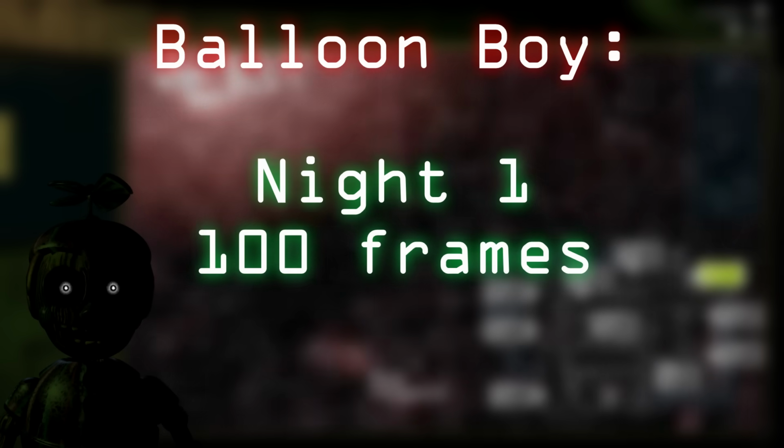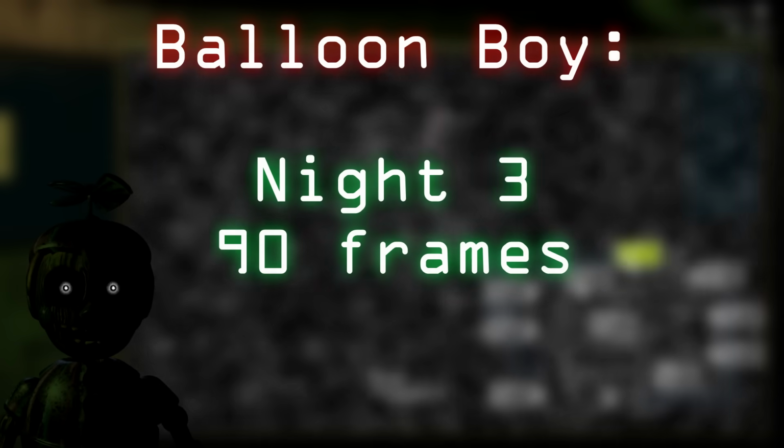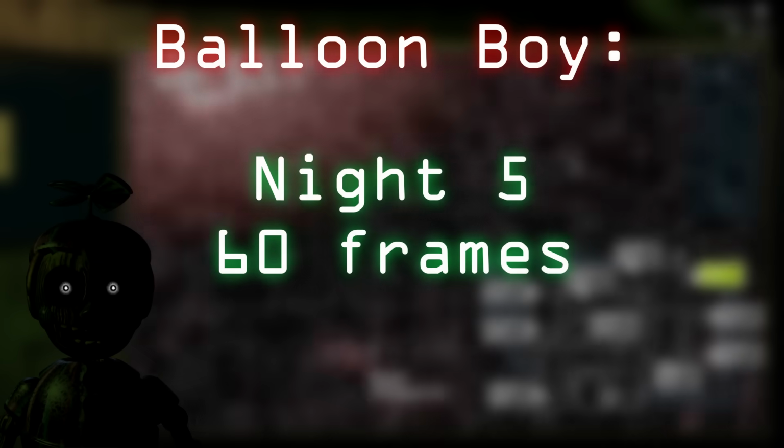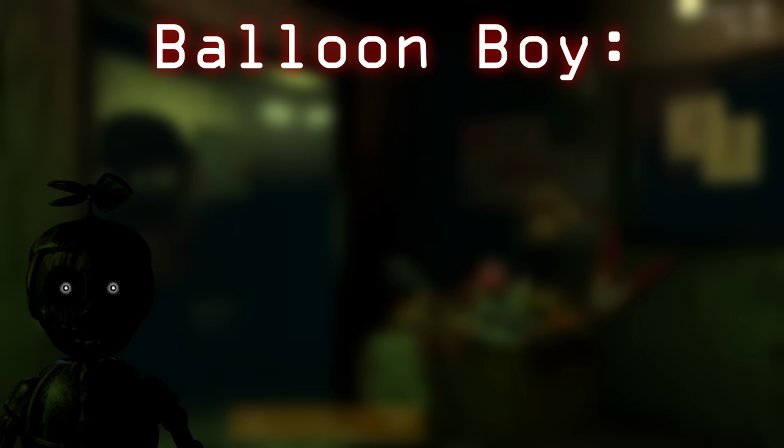On night 1 you get 100 frames, on night 2 you get 90 frames, on night 3 you get 80 frames, on night 4 you get 70 frames, on night 5 you get 60 frames, and on night 6 you get 50 frames. But there is a catch.